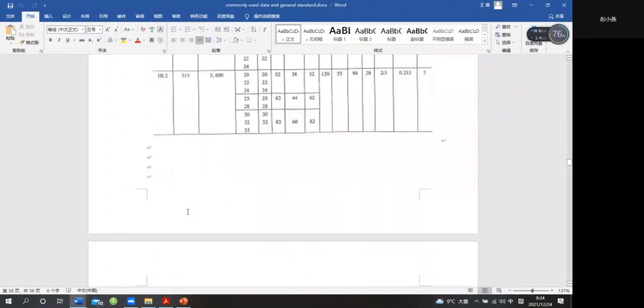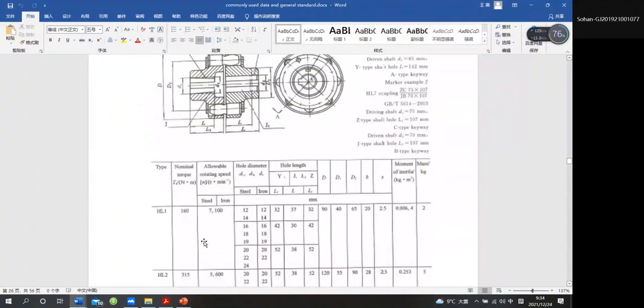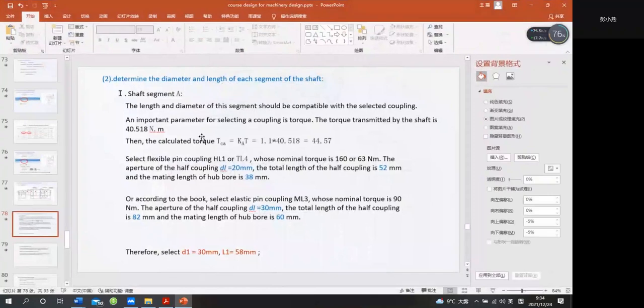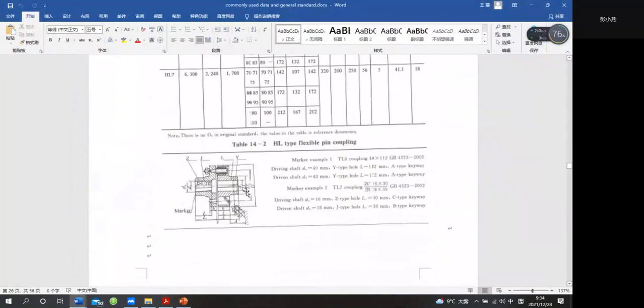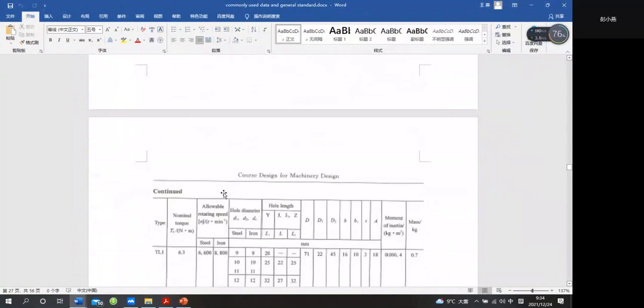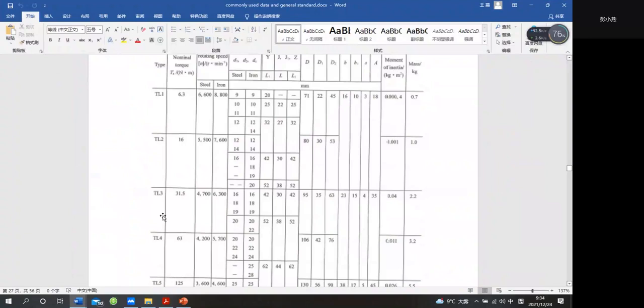So should it be larger or smaller? Larger than the torque and speed calculation values, and this is for HL1. You can also choose the TL type. For the TL type, we can choose which type.